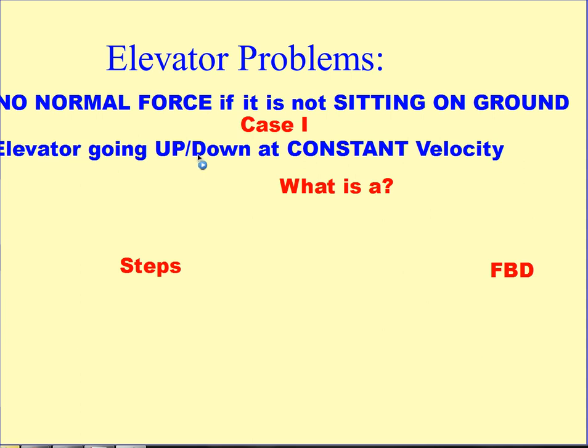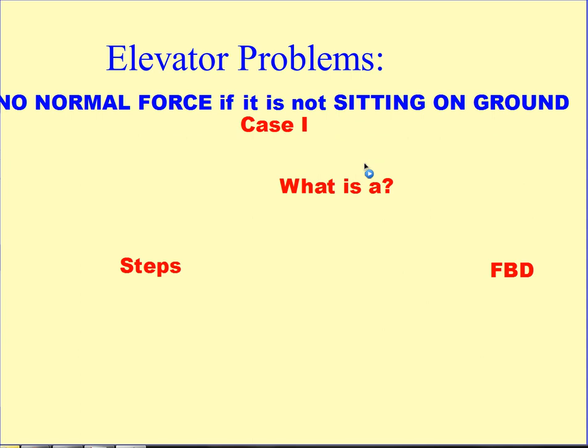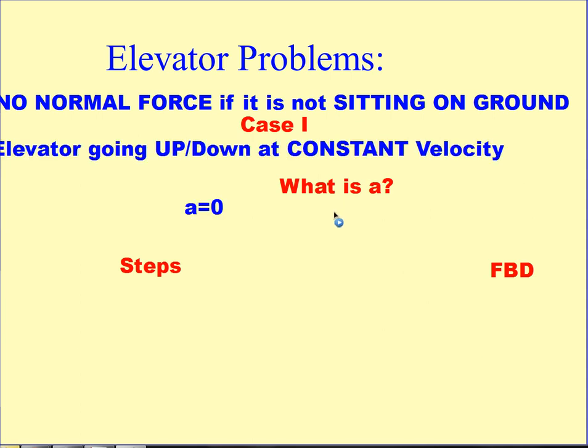Suppose an elevator is going up or down at a constant velocity. What's A? All right, well clearly A is 0. Why? Constant velocity means the acceleration is 0. The velocity is not changing.